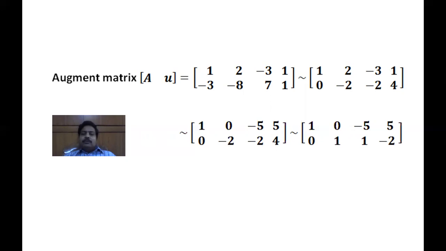We will get this matrix, which is in reduced echelon form, since these two are pivot positions and there are no other entries in those columns other than the pivot positions, remaining are zeros.